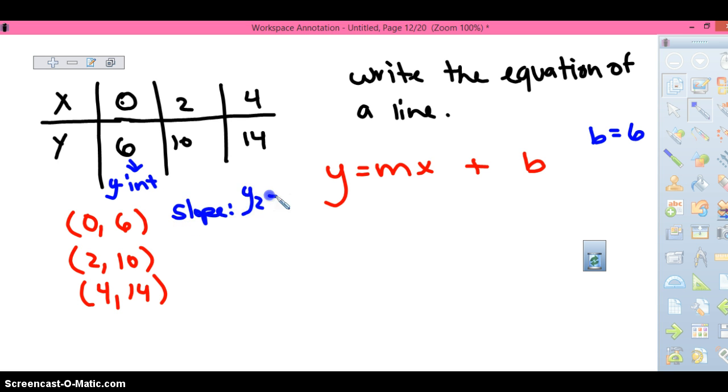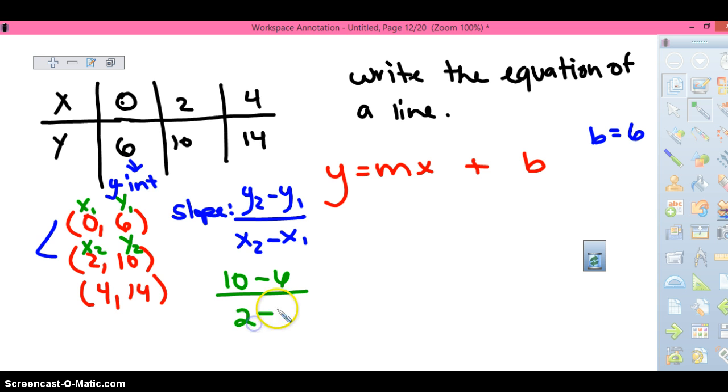We could say y sub 2 minus y sub 1 over x sub 2 minus x sub 1. We choose any two ordered pairs. So let's say I choose these two. We call this x sub 1, y sub 1, x sub 2, y sub 2. And we plug them in. That means 10 minus 6 over 2 minus 0 would be 4 over 2, which leaves me with a slope of 2. Can I write my equation of the line now? y equals 2x plus 6.